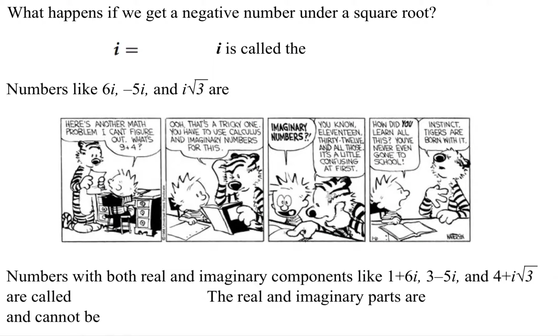So what happens if we get a negative number under a square root? We've not really encountered that, but we're going to start seeing that in our work. And so we have what's called the imaginary unit i. i is defined as the square root of -1. And so you'll see things like 6i, -5i, i square root of 3. You could have real numbers, you could have irrational numbers with i.